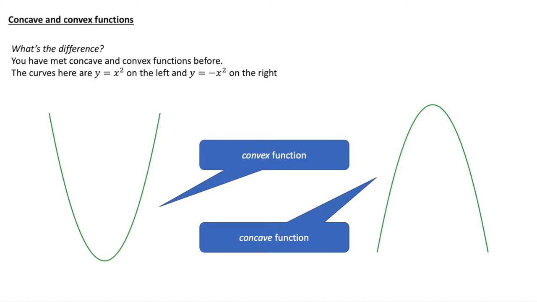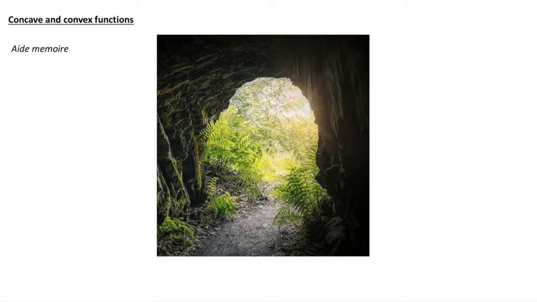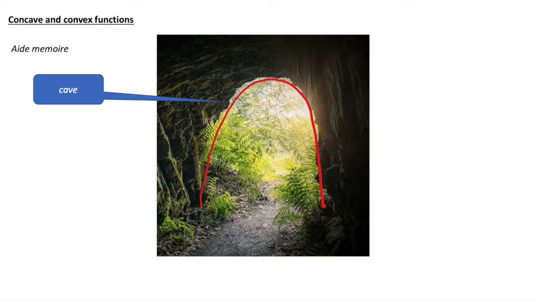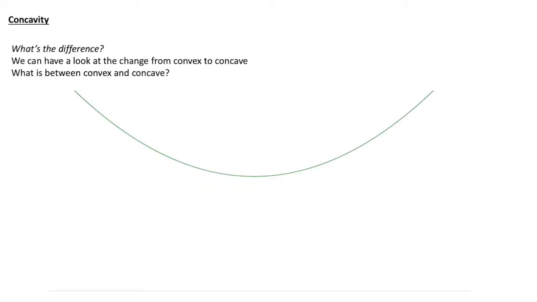and minus x squared is a concave function. Now there's a good way of remembering concave, which is that it's a similar shape to if you look at a standard cave. So we draw around the edge of the cave and we get a concave function. So we have a cave and a concave function, just to reiterate. Okay, so what's the difference?